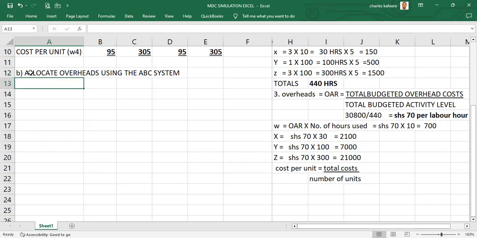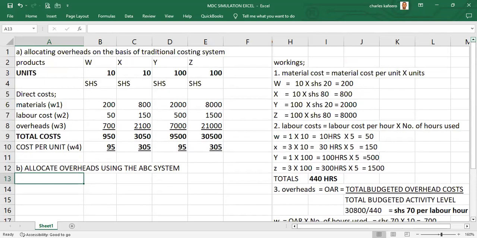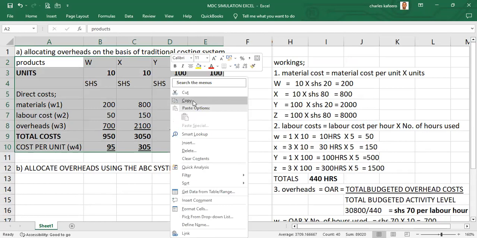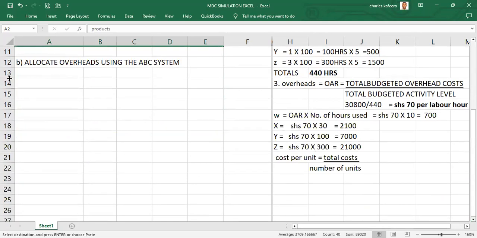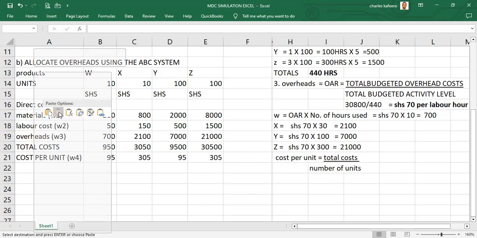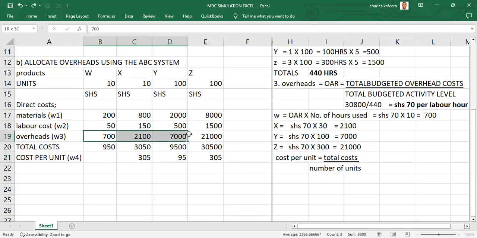So we are going to bring the same way we've done this. The only thing which is going to change, we said, is the overhead. We can copy this and paste it there, and you only change a few items. Copy all of that and paste them here. Just like that. Then we remove these ones, because the whole of these are going to be changing.